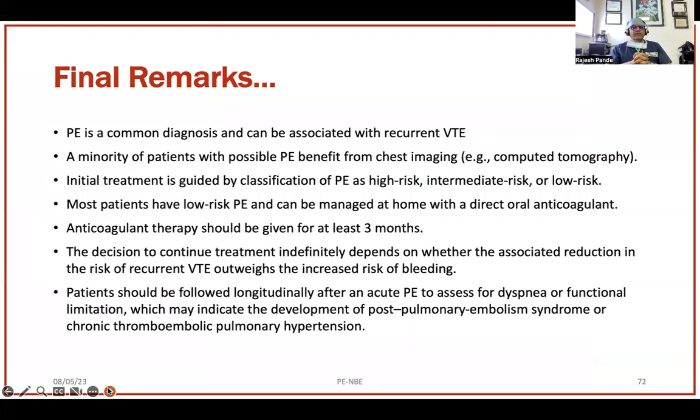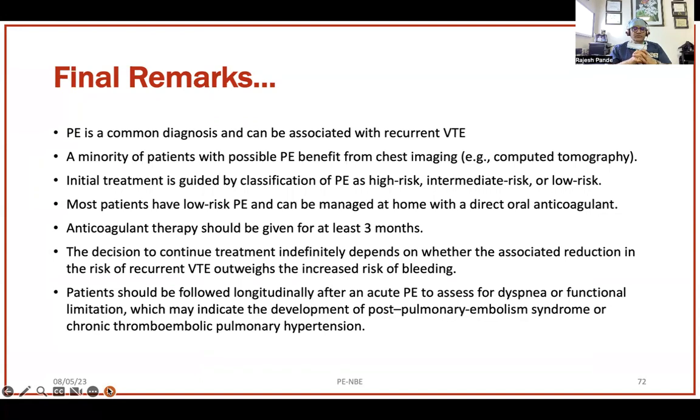My final remarks: pulmonary embolism is a common diagnosis and can be associated with recurrent venous thromboembolism. A minority of patients with possible pulmonary embolism benefit from chest imaging, that is computerized tomography. Initial treatment is guided by classification of pulmonary embolism as high risk, intermediate risk, or low risk. Most patients have low risk pulmonary embolism and can be managed at home with a direct oral anticoagulant. Anticoagulant therapy should be given for at least 3 months. The decision to continue anticoagulation indefinitely depends on whether the associated reduction in risk of recurrent VTE outweighs the increased risk of bleeding.